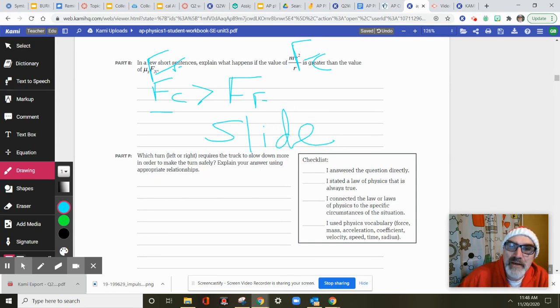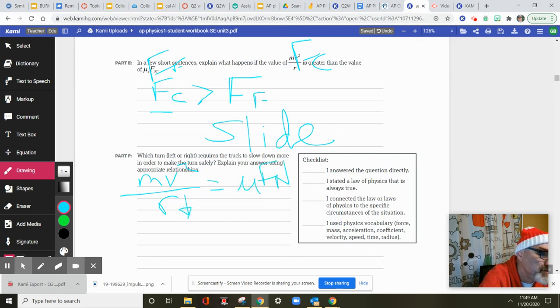Which turn, left or right, requires the truck to slow down more in order to make the turn safely? Centripetal force is equal to mv squared over r. If r is large, then v can be larger with the same friction force. If r is small, then v also has to be smaller with the same friction force. You will have to slow down more on the smaller radius turn, so you have to slow down more on the right turn, right? This is all equal to mu times the normal force. If the radius is smaller, then the velocity also has to be much smaller to keep the equal sign. If the radius is bigger, the velocity can be bigger.